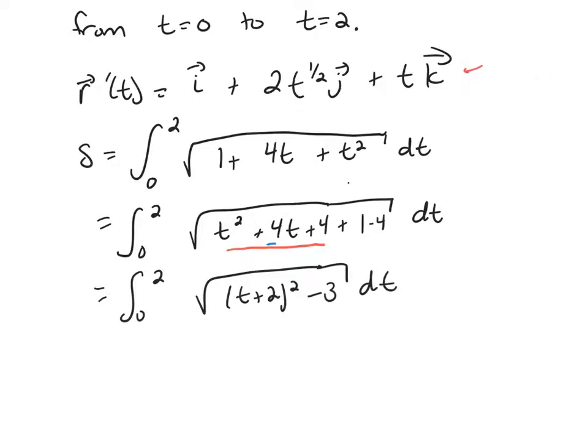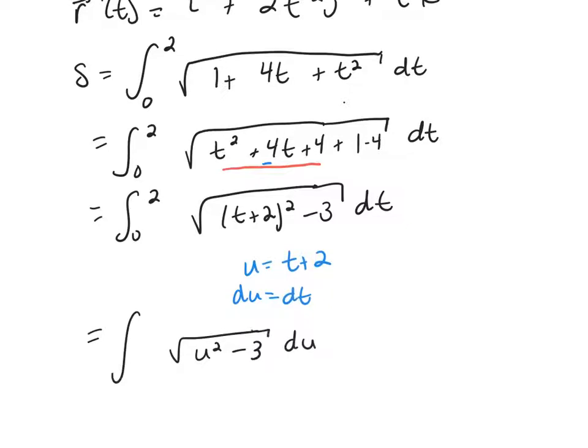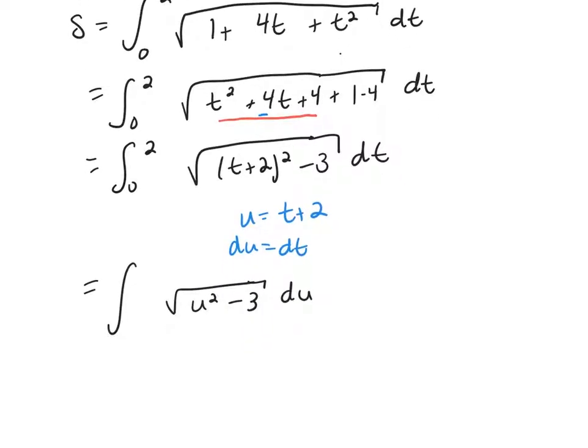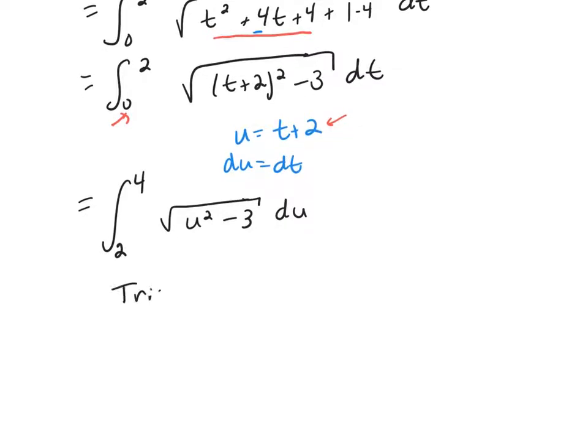And then I'm going to do a u substitution here. I'm going to let u be t plus 2. Well, du is dt. So now I'm going to have the integral of the square root of u squared minus 3 du. And then my new bounds on my integral, t was from 0 to 2. So if I plug that in here, I'll see that u goes from 2 to 4. And now I'm left with this integral. And in order to compute this integral, you're going to have to use trig substitution.